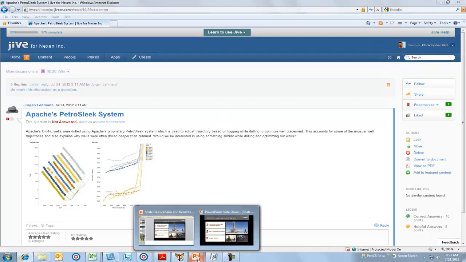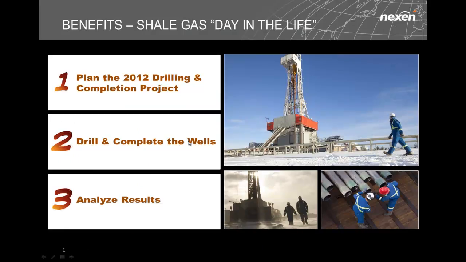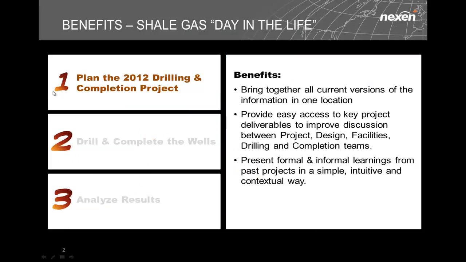So to wrap up here, jumping back to the PowerPoint, just to give some more examples of how we might do this. Going back to the three phases of the project, in the planning phase, we're able to bring together all current versions of the information in one location, and also provide easy access to key project deliverables. So we can summarize all the key deliverables for a project and facilitate discussion on those deliverables in a way that everyone can participate and everyone can see.